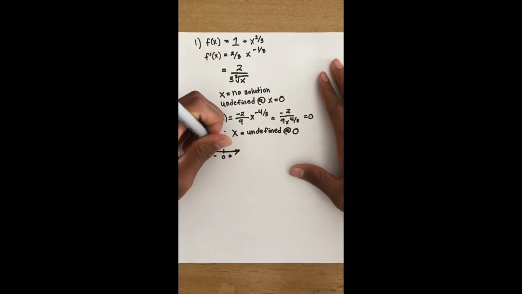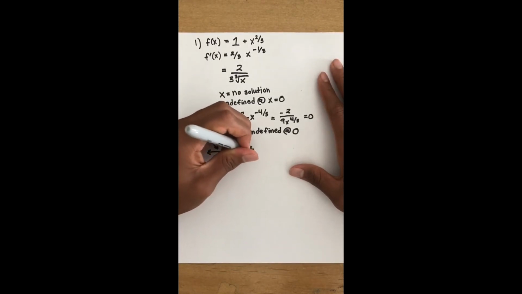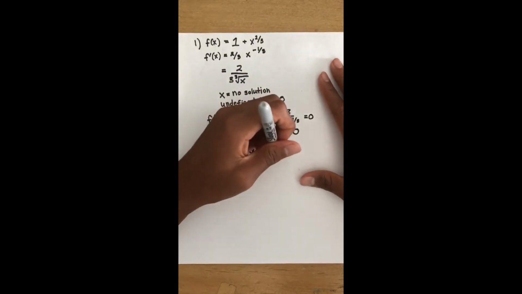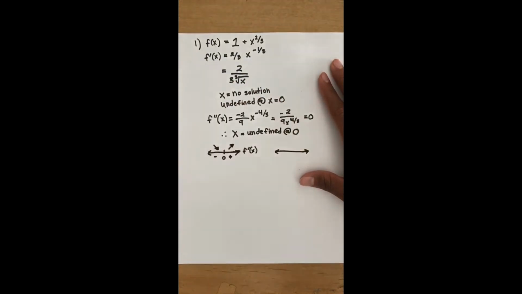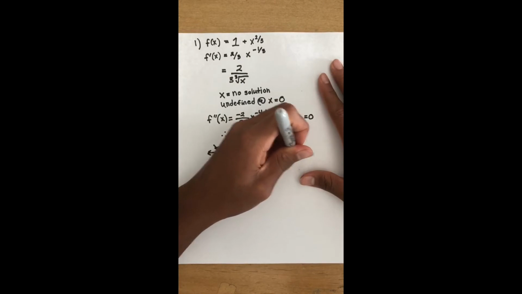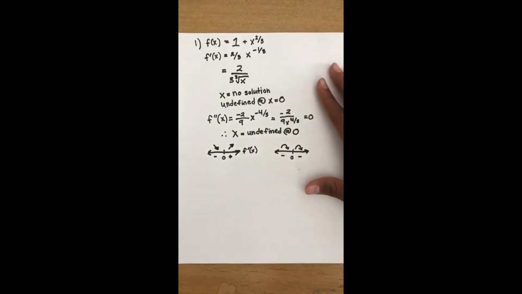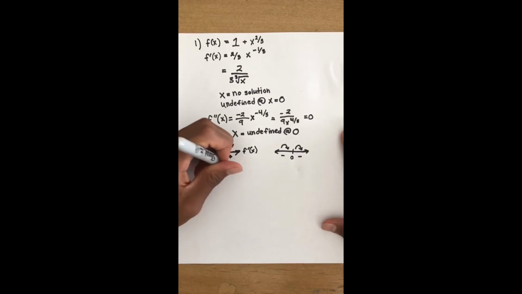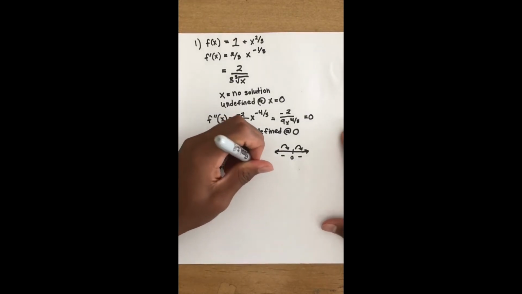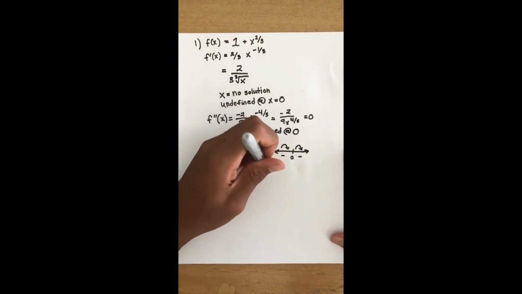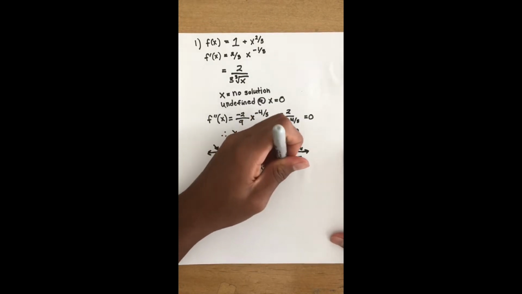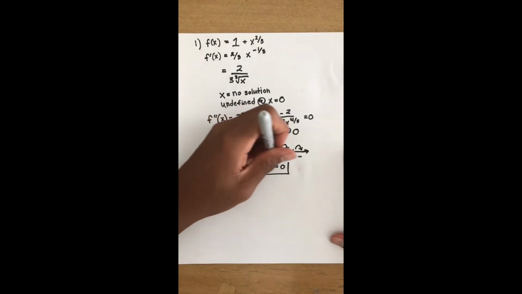And once again, x is undefined at 0, meaning that the critical point for this equation is at x equals 0. And in this case, based on the first derivative test, the equation is decreasing until 0 and increasing after 0. And based on the second derivative test, the graph is concave downwards before 0 and after 0.